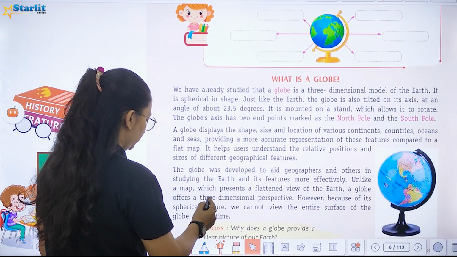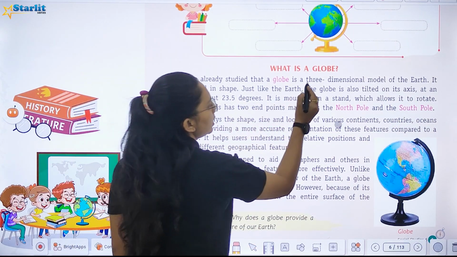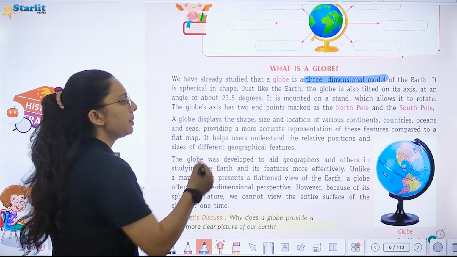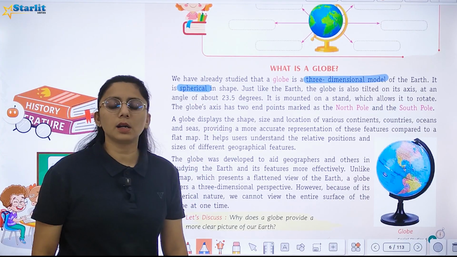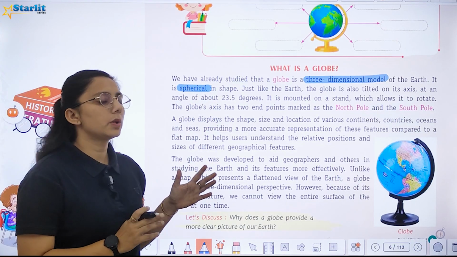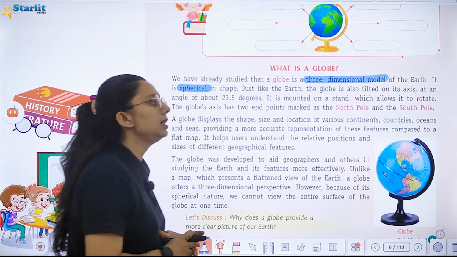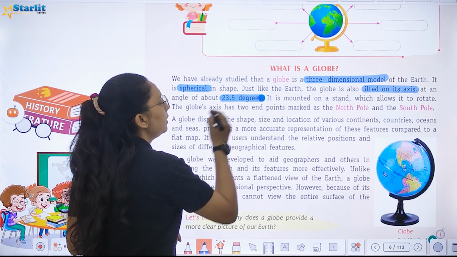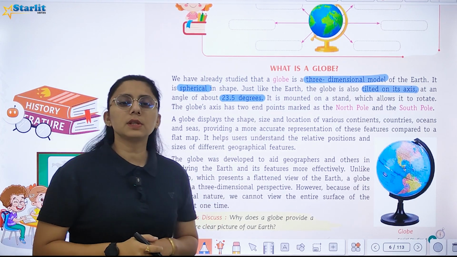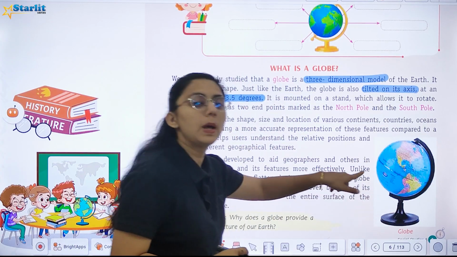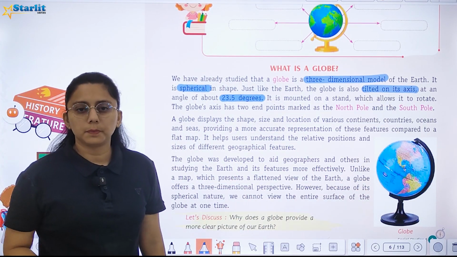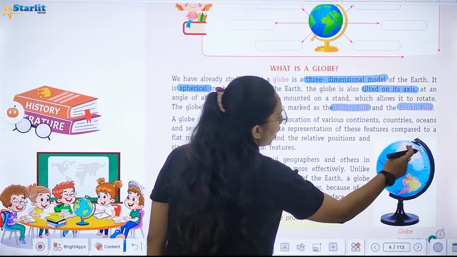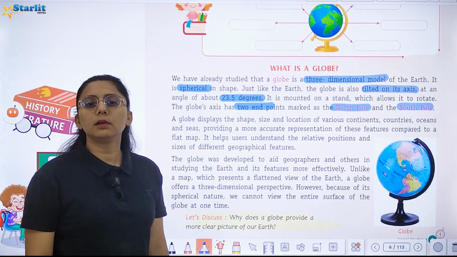As you know, what is globe? You have already studied. It is a three-dimensional model of the earth. And its shape is spherical. जिसकी shape है वो spherical है. And you know that just like earth, जो हमारा globe है, it is also tilted on its axis, right? वो अपनी axis पे क्या है? Tilted है at an angle of 23.5 degrees. It is mounted on the stand. एक stand पे खड़ा होता है जो उसको allow करता है क्या करने में? Rotate करने में. Right? So it has two endpoints marked, North Pole and South Pole. North Pole at the top and the South Pole at the bottom.